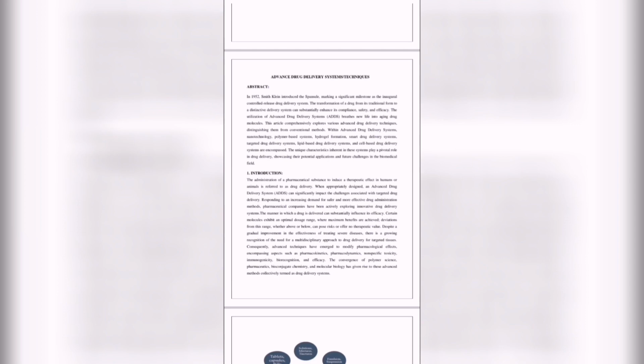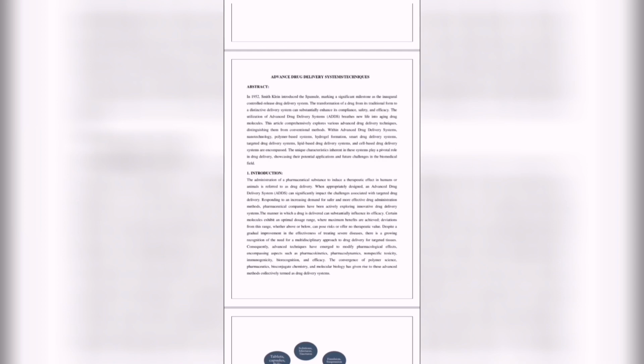Introduction. The administration of a pharmaceutical substance to induce a therapeutic effect in humans or animals is referred to as drug delivery. When appropriately designed, an advanced drug delivery system can significantly impact the challenges associated with targeted drug delivery, responding to an increasing demand for safer and more effective drug administration methods. Pharmaceutical companies have been actively exploring innovative drug delivery systems, meaning advanced drug delivery systems. It means there was the need to introduce the advanced drug delivery system from which the drug can enter into the body and reach the specific site.